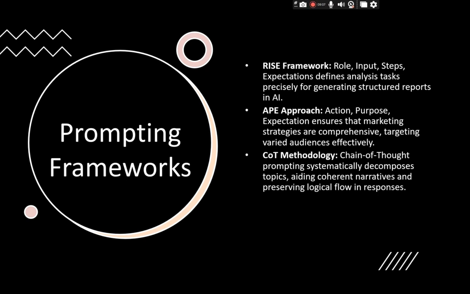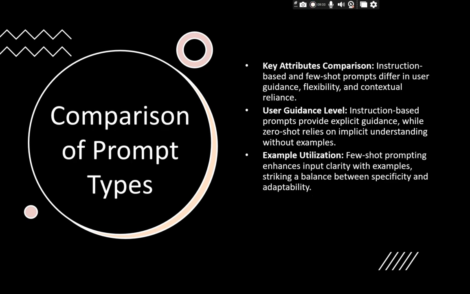So suppose you want to explore the economic impacts of adopting renewable energy. In the breakdown, start with the cost of renewable energy technology, and then consider employment, etc. In the logical progression, analyze how the initial investment cost leads to long-term economic and environmental benefits, and then in the conclusion you can summarize. Then comparing instruction-based prompts and few-shot: in instruction-based prompts we give guidance, flexibility, and contextual reliance, and in few-shot we give examples to the model.